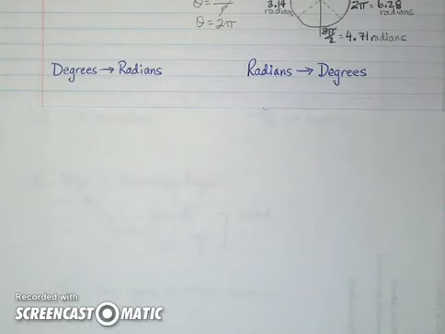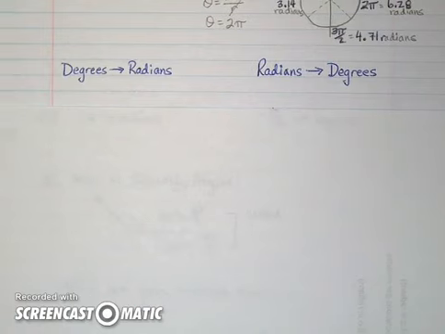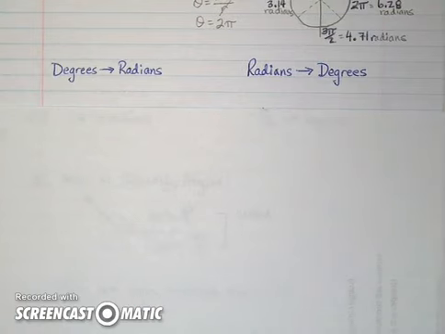Welcome back to part 2 of the second lesson in chapter 4. We now are going to learn how to convert between degrees to radians and then radians back to degrees.